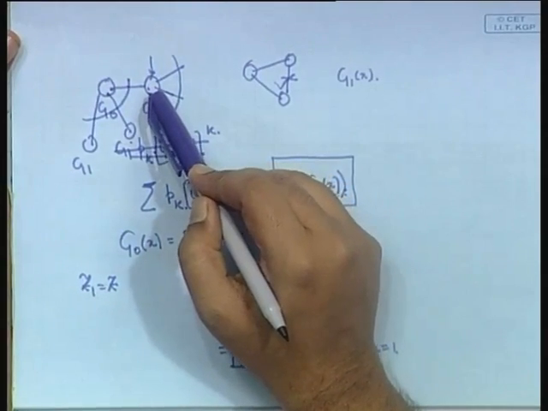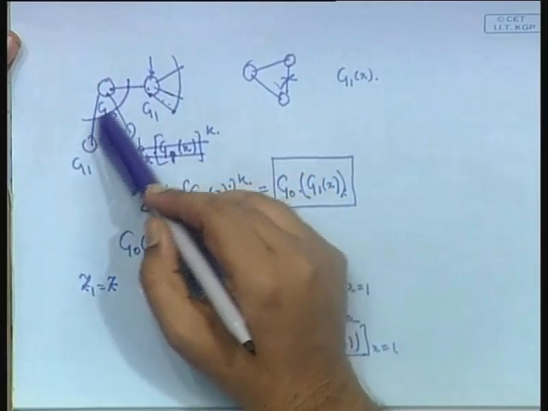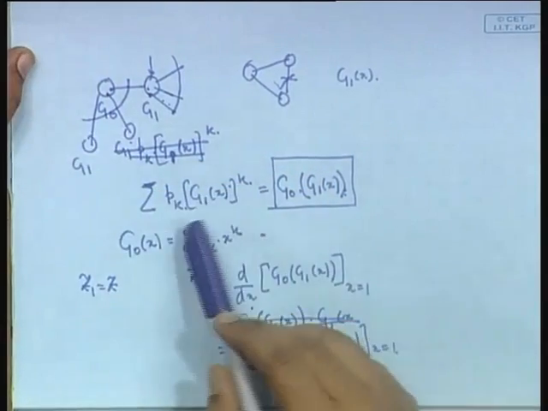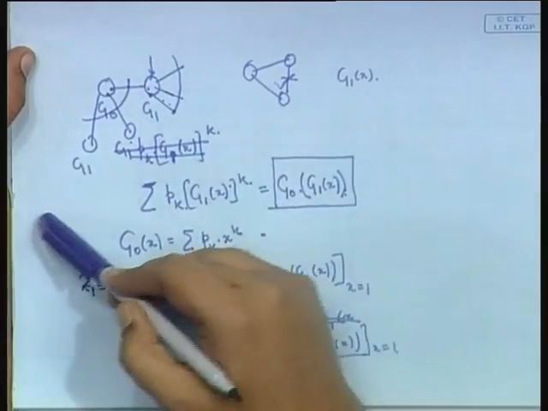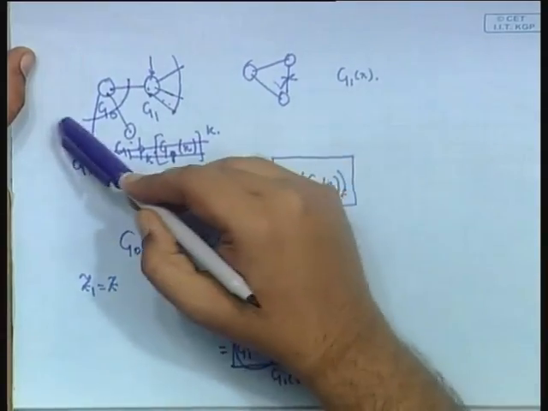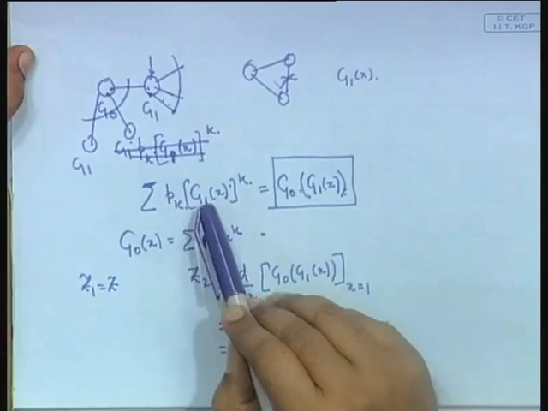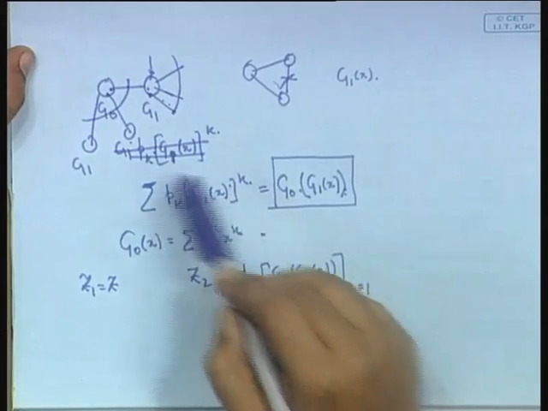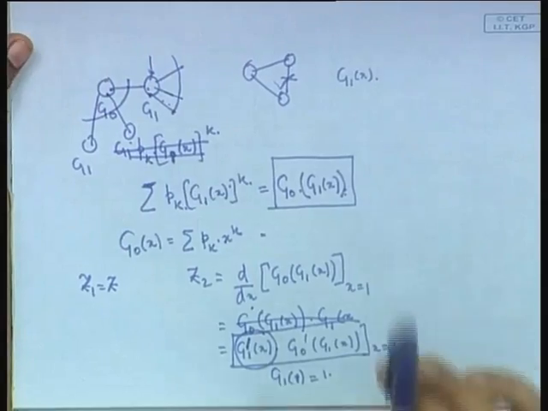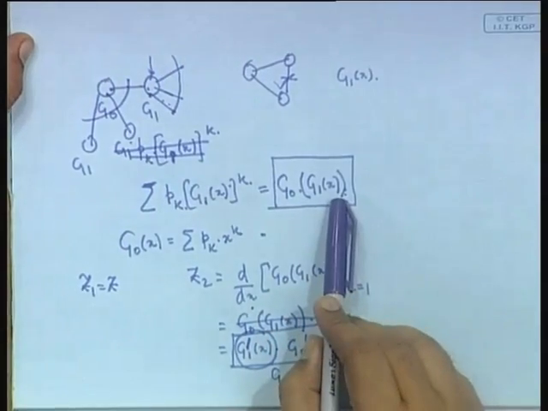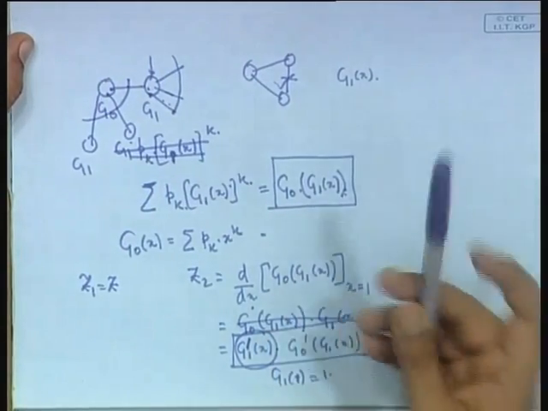Now I am telling that I have k degrees. So what will happen? If I want to find the second neighbor, I have to consider all these k degrees as independent, and this becomes G1 x to the power k, and the probability I have of k degree is pk, and this becomes G0 G1 x. So what is this showing basically?